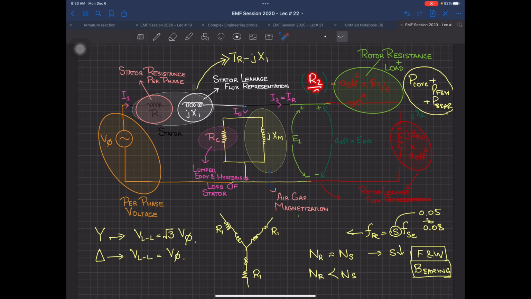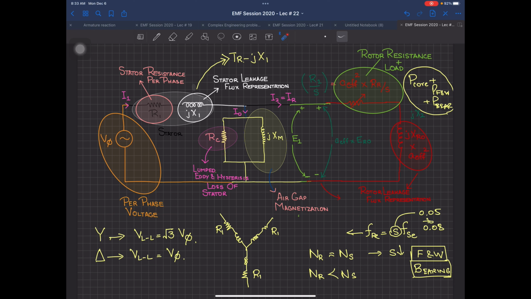So you will get R2 by S, and certainly S will be in a range like 0.04, 0.02 or whatever the slip is. So this resistance can be found out. And this jX2 will also be given to you. In this whole circuitry only one thing is variable, and that is R2 by S, which changes with the slip or the load. As the load on the machine changes, this resistance will change, and the power flowing inside the rotor circuitry will also change.